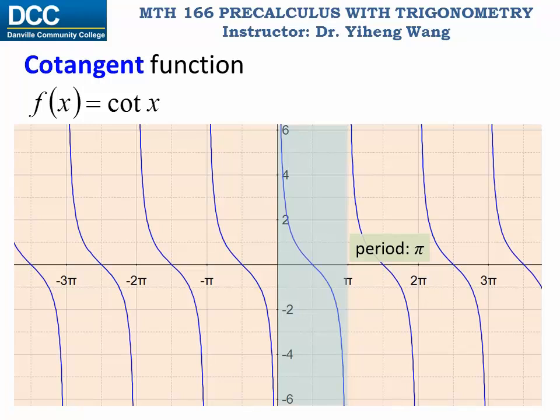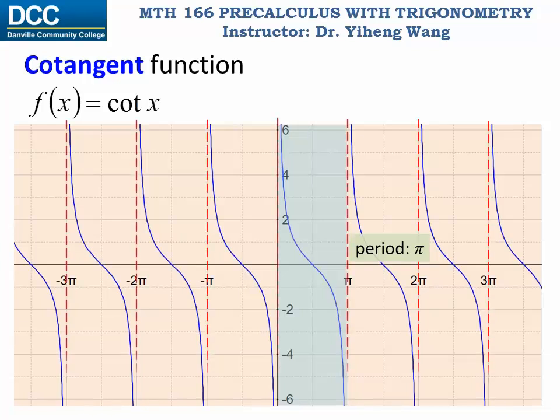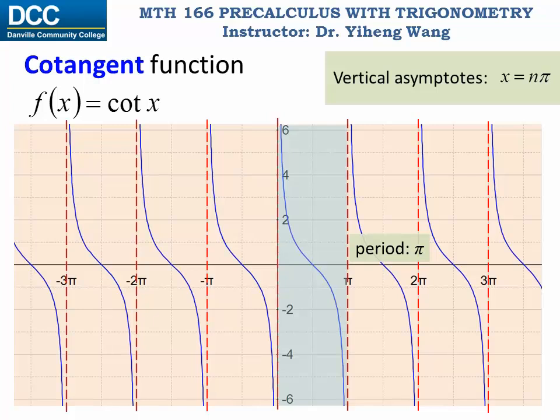Because cotangent x equals cosine x over sine x, therefore cotangent x is undefined whenever sine x is 0, and that corresponds to when x equals either 0 or pi or 2 pi, etc. And on the graph, once again, you can see that those x values correspond to the vertical asymptotes for the cotangent function, which is x equals n pi. Once again, n can be any integer. Therefore, these x values are excluded from the domain for the cotangent function. Therefore, the domain here is x can be any real number except for n pi.